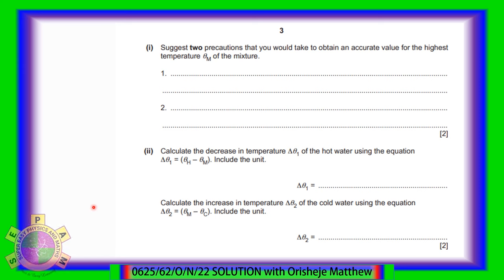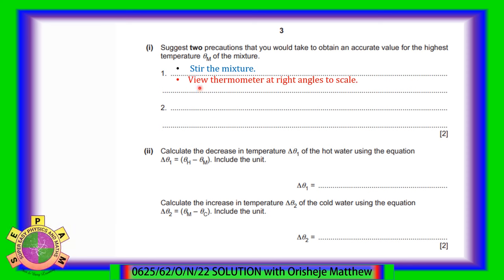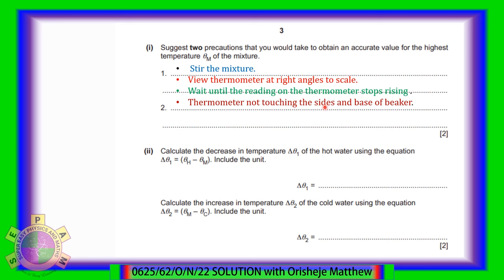State a precaution you will take to obtain an accurate value of the temperature of the mixture. Stir the mixture thoroughly, and while you are stirring it, make sure that the liquid does not spill out of the beaker. View the thermometer at right angle to the scale to avoid error due to parallax. Then wait until the reading on the thermometer stops rising before you take your reading. The thermometer should also not touch the side of the beaker, to avoid breakage.